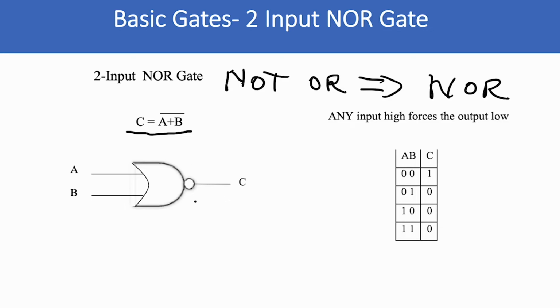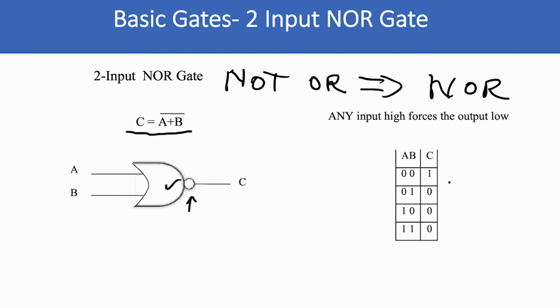And as you can see, just like the NAND gate, instead of an AND gate, you have an OR gate right here, and then you have a bubble right here, a little circle, which means the output is inverted. So we have A or B, and then we have the output inverted because of that little bubble right there, and that's a NOR gate.